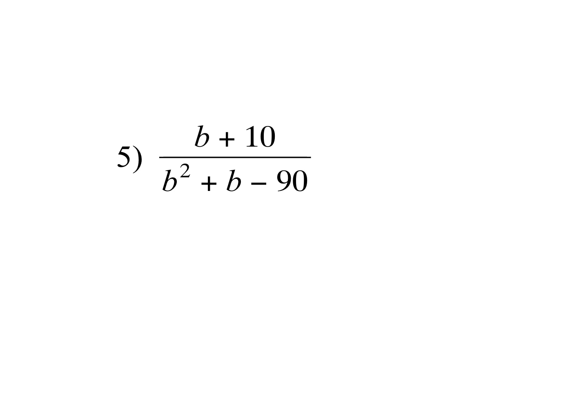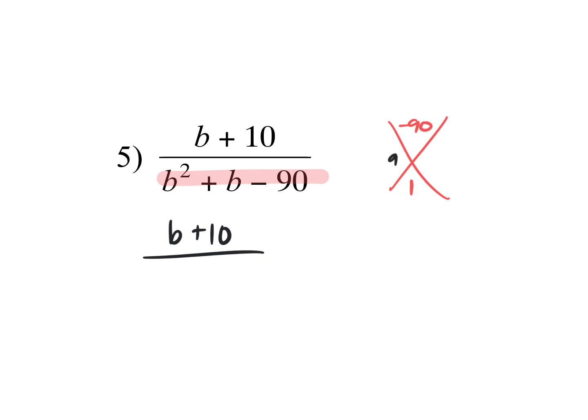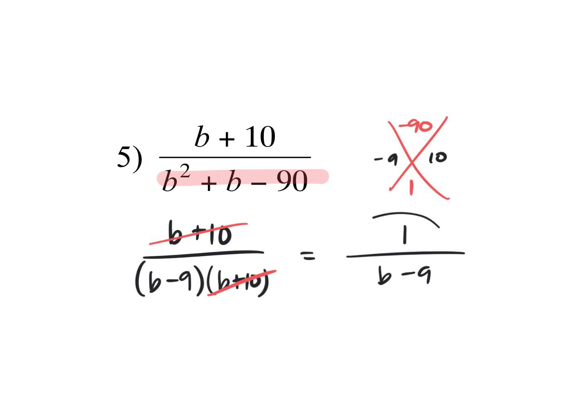All right, number 5, b plus 10 can't be simplified. And now we've gotten into the trinomials. So we've got to think about what multiplies to give me negative 90 and adds to give me a 1. Well, that would be 9 and 10. But if I want to multiply to be a negative and add to be a positive, that means my 9 has to be negative. So when I factor this, this is going to become b minus 9 and b plus 10. So my b plus 10 is going to cancel out. And then our answer is, again, 1 divided by b minus 9.